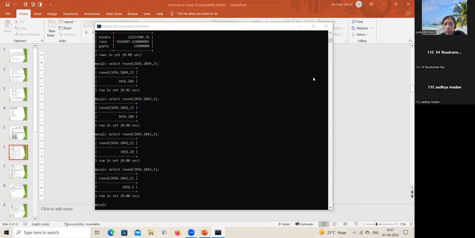Okay. Let's try out another one. Let's take this number and say round off up to 2 decimal place. What should be the answer? Up to 2 decimal place.